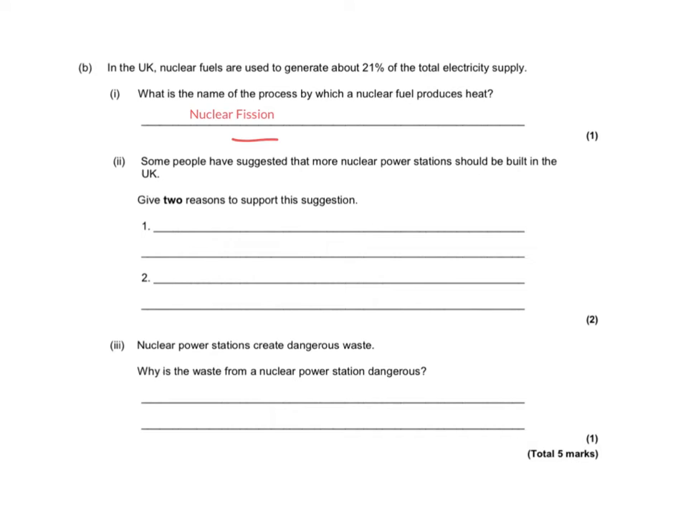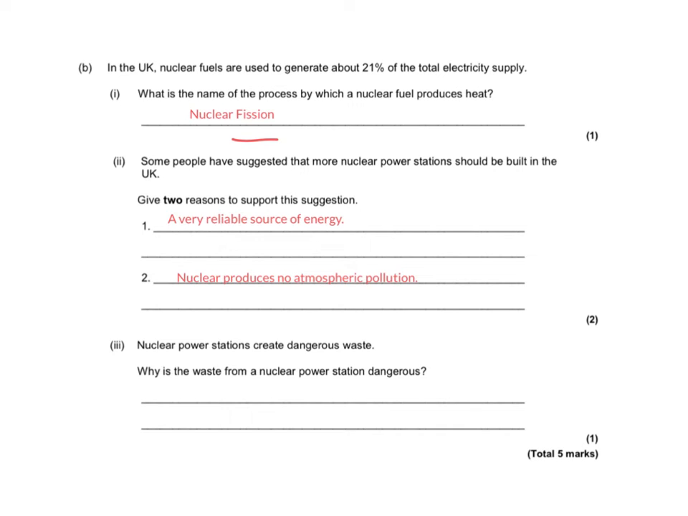Nuclear fission is the process that nuclear fuels use to produce heat. It then says in part 2 of question B, some people have suggested that more nuclear power stations should be built in the UK. Give 2 reasons to support this. So I've included my 2 reasons that I think are the most important in terms of why we might want to use nuclear power stations.